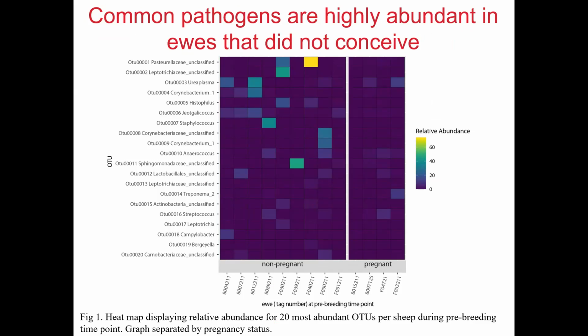This is a heat map showing the relative abundance of the 20 most abundant OTUs per ewe, faceted by treatment group. We noticed that the individual ewes usually had high abundance of a single potential pathogenic OTU, thus shifting the group average. Nearly all of these potential pathogens were represented in the non-pregnant animals at the pre-breeding time point, however.